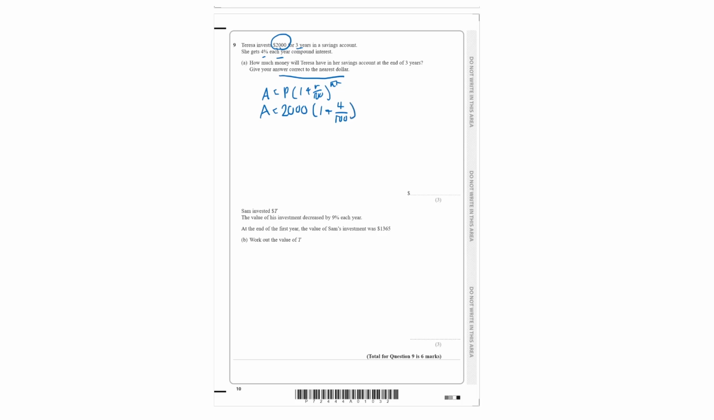Now, N is the number of times it happens per year. And since it's only once, we simply write this as 1. T is the number of years, so we see here it's 3. So it's simply 3. We can actually simplify this further.